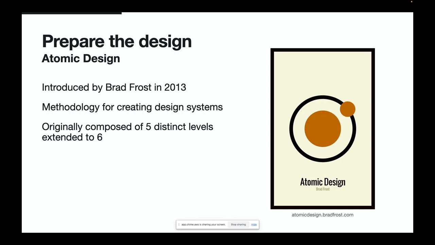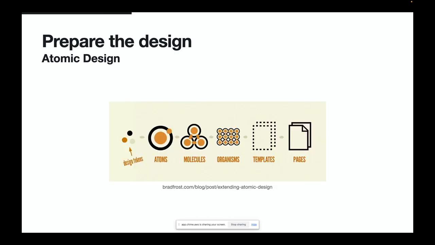So that's nice. For people who don't know about it, the atomic design principle was introduced by Brad Frost in 2013. It's a methodology for creating design systems. Now when I introduce design systems, maybe more people react. It was originally composed of 5 distinct levels, and throughout the years, it has been extended to 6. For people who know about atomic design, I totally recommend reading the book that the guy who created it wrote. Highly recommended.